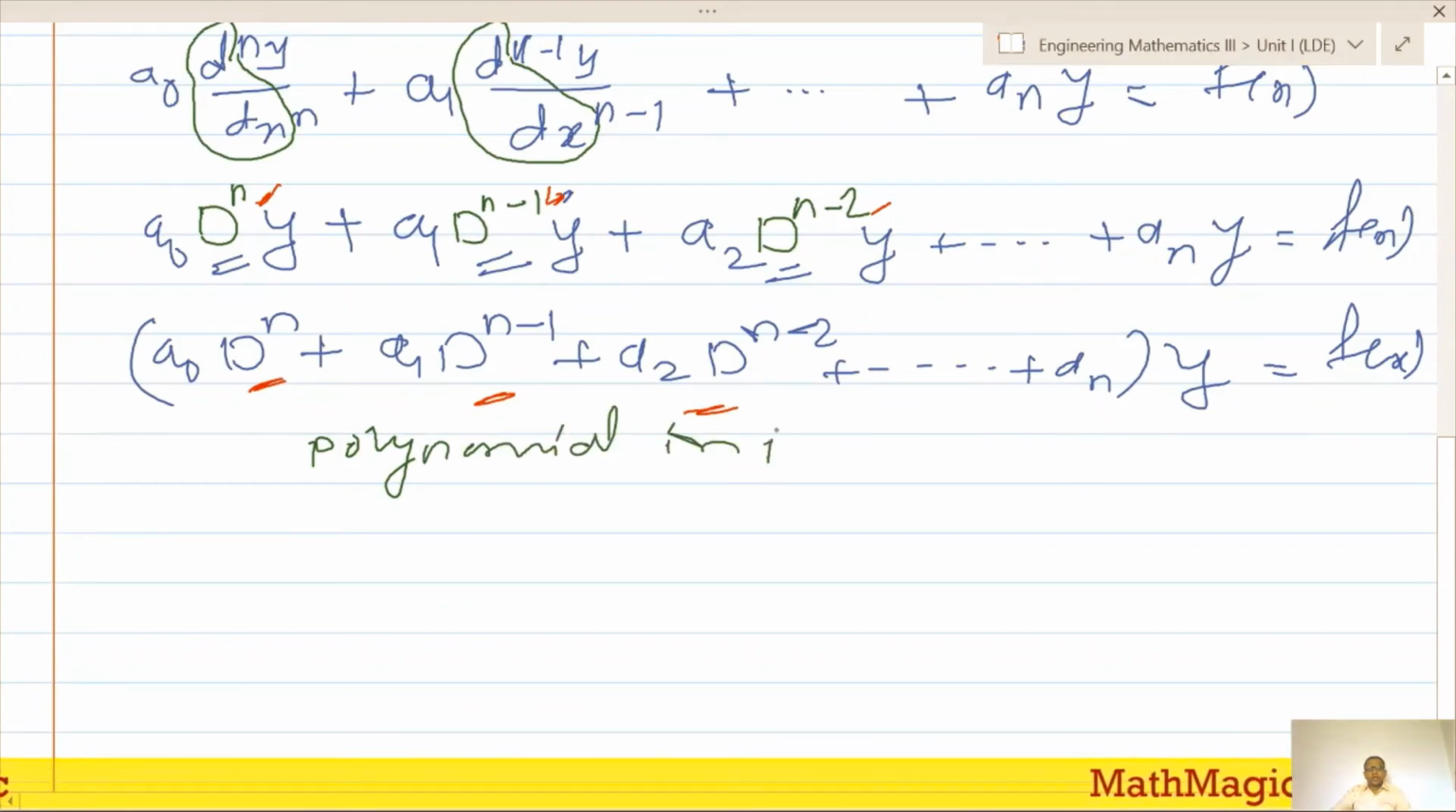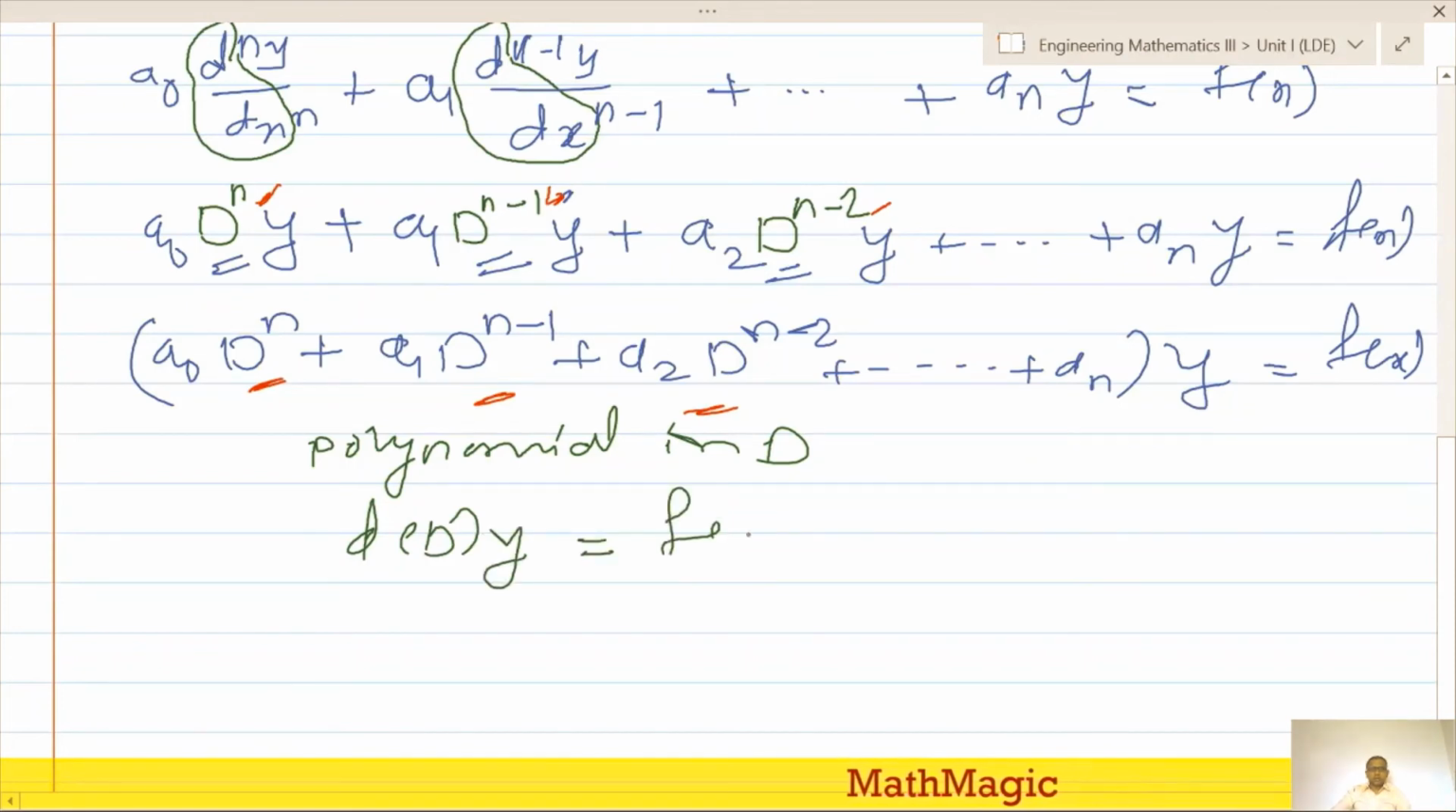Polynomial in D, and therefore we just take this as phi of D into y equal to what? fx. Phi is just the notation, so don't get confused with this phi. Why do I take this phi here? Like fx, we use this to denote a function of x. Therefore this phi is also a notation that we have taken.